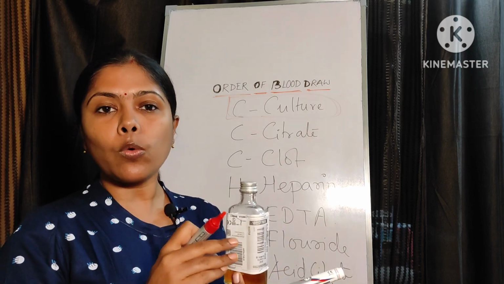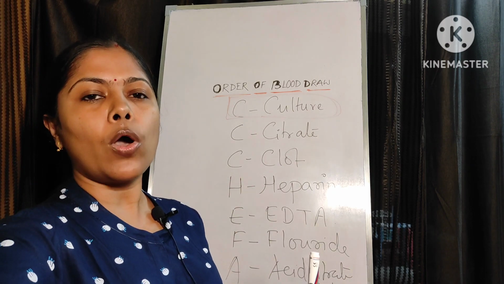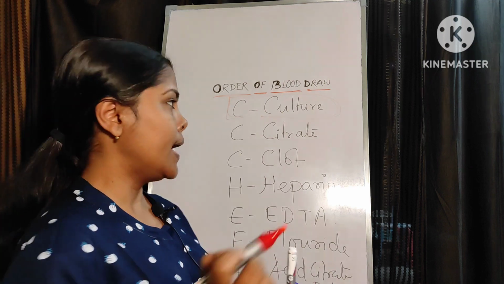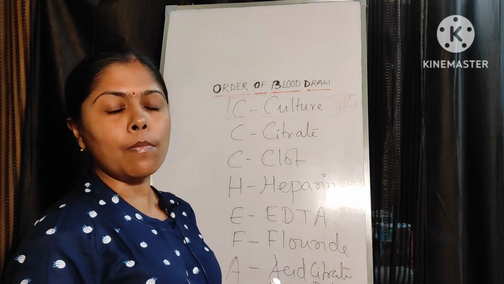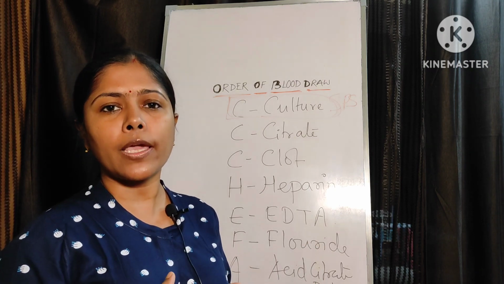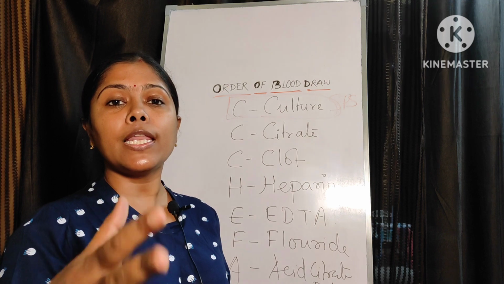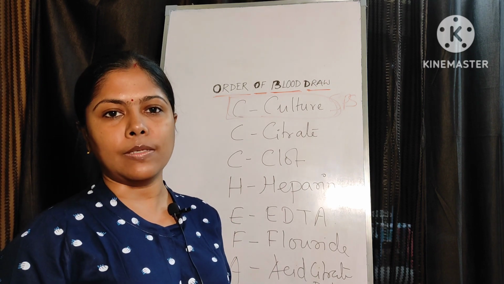Now what is the anticoagulant for the blood culture bottle? It is sodium polyanethol sulfonate. It is SPS. SPS stands for sodium polyanethol sulfonate. Why not EDTA, citrate or heparin? Because they themselves inhibit the growth of microbes or microbial organisms.